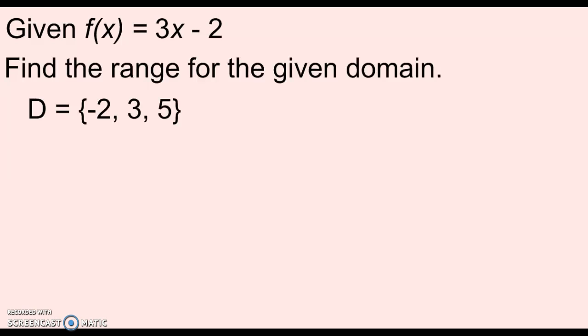All right. Here is the next problem, and it says given f of x is equal to 3x minus 2. This one would be linear. It would be a line because it's an x to the first power. It says find the range for the given domain. And the range, that's our output. That's our y value, and in this case, that's our f of x value in function notation.